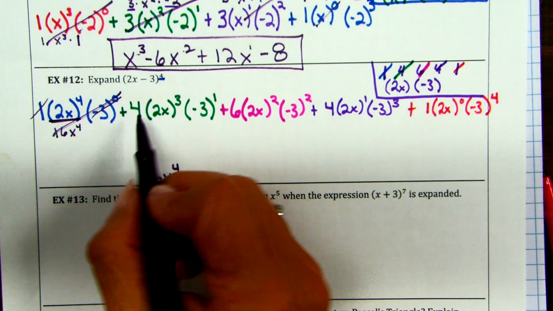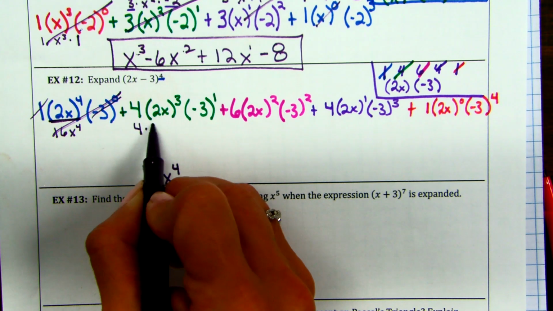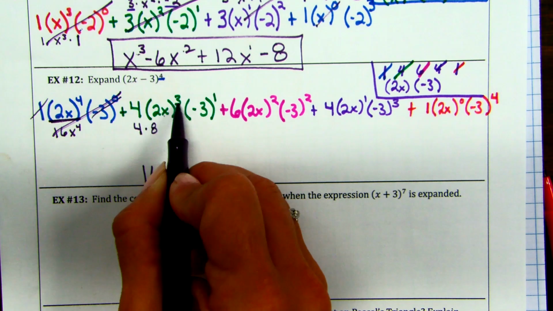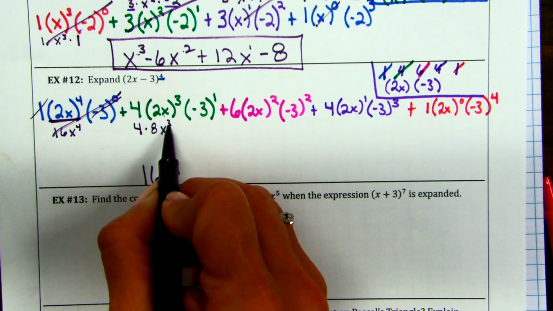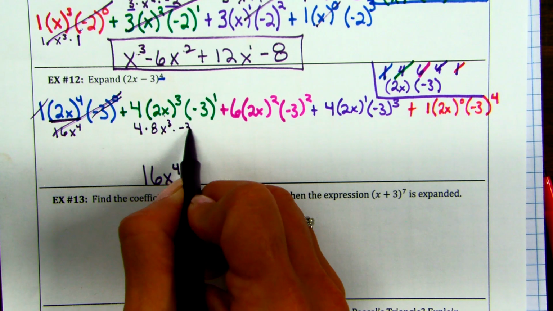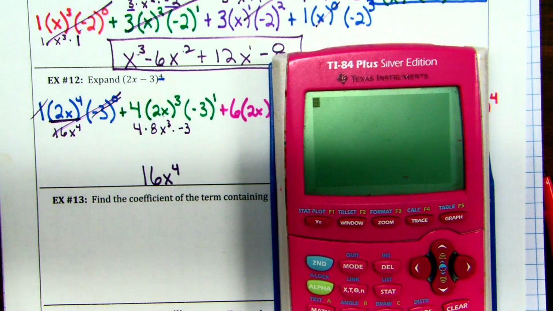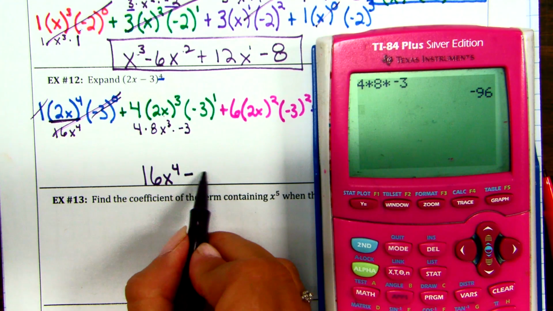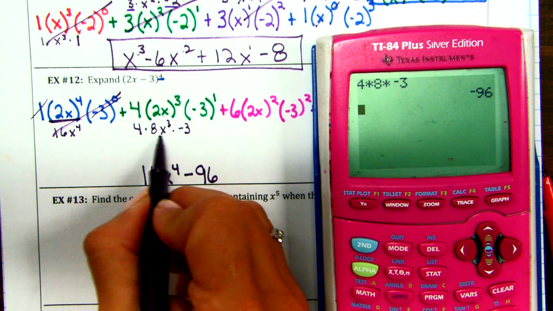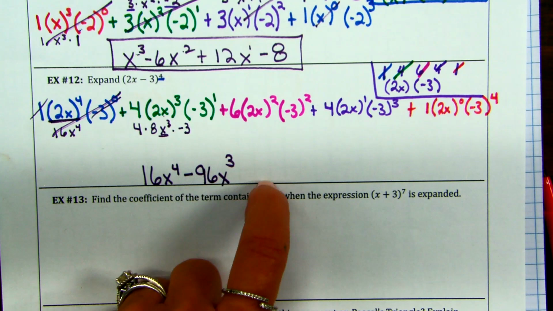Okay, be careful. 4, right, times 2 to the 3rd power is 8. X to the 3rd power is x to the 3rd power. And negative 3 to the 1st power is negative 3. You go to your calculator, you do 4 times 8 times negative 3. You seeing it, Remy? And I get negative 96 x to the 3rd. Looking good. Positive, negative, 4, 3.